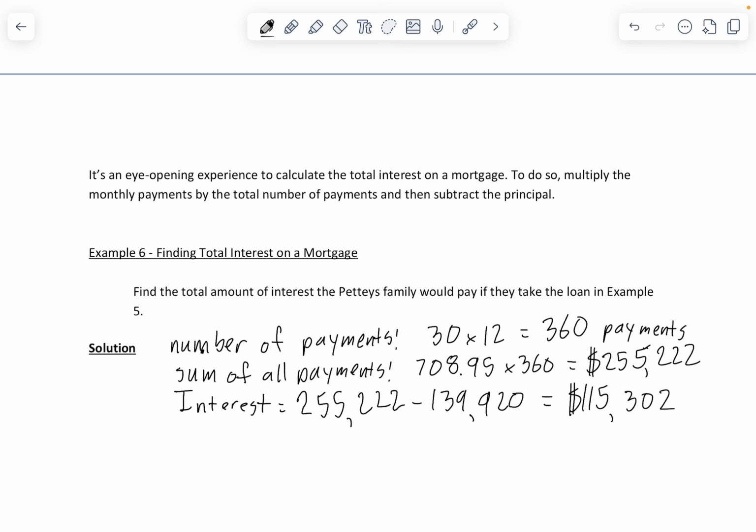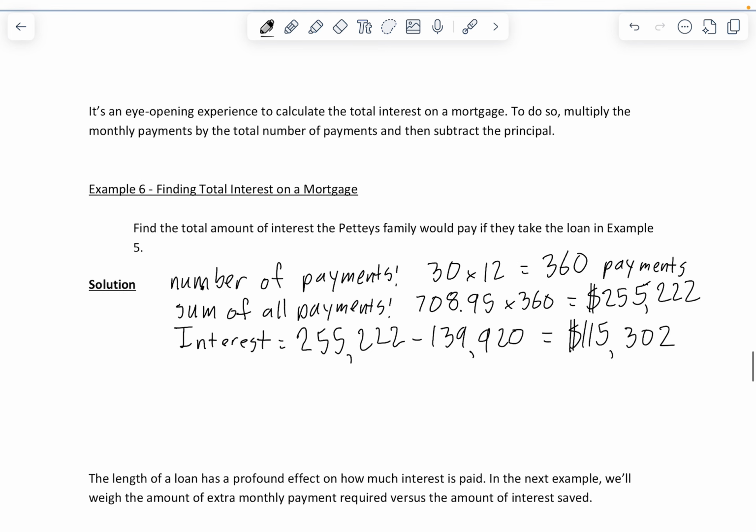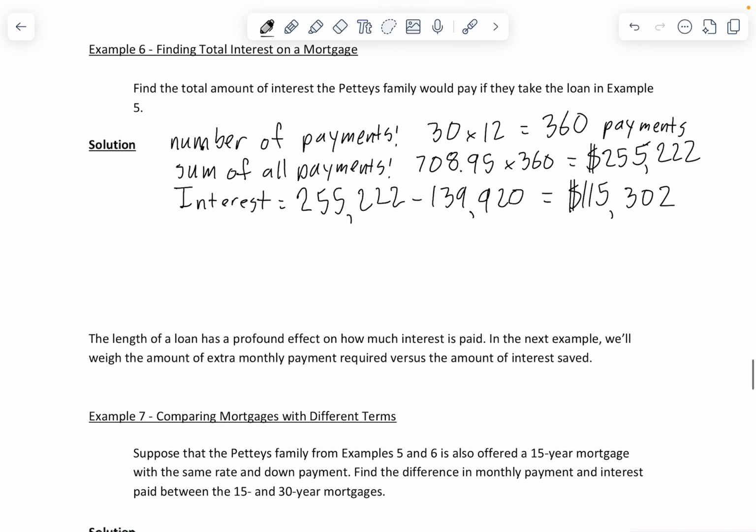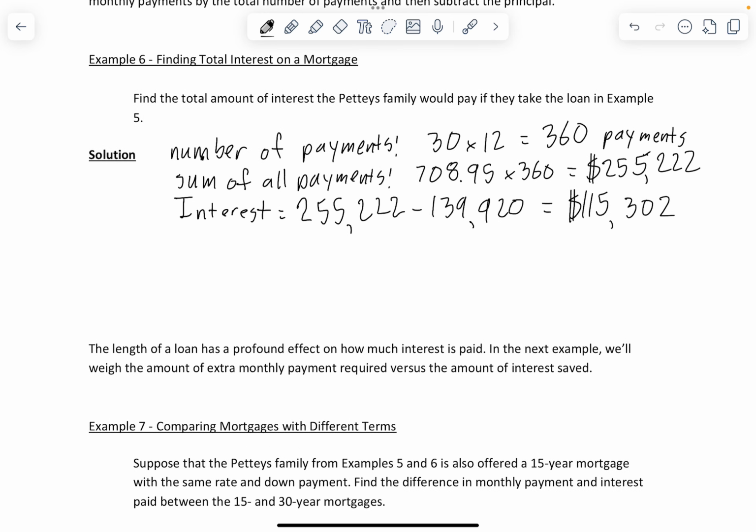So the interest on the loan is over $100,000, right? So the length of a loan has a profound impact on how much interest is paid, right? So with mortgages, because they are typically around 30 years or so, the total amount of interest paid is a very large amount for most of these loans. Okay, example 7. Let's suppose that the Petty's family from examples 5 and 6 are also offered a 15-year mortgage with the same rate and down payment. Find the difference in monthly payment and interest paid between the 15 and 30-year mortgages.